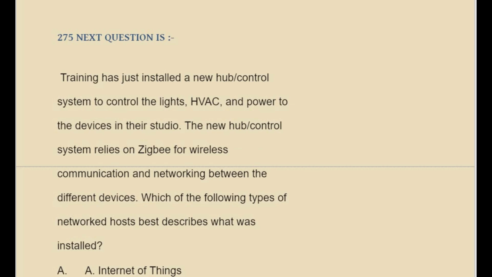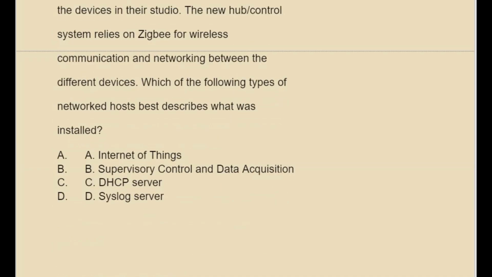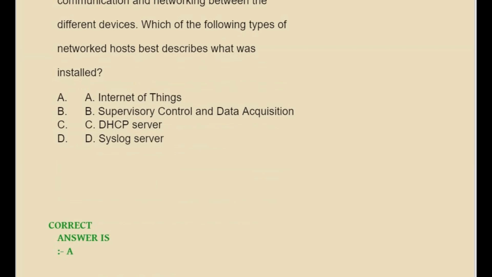Question is, training has just installed a new hub or control system to control the lights, HVAC and power to the devices in their studio. The new hub or control system relies on Zigbee for wireless communication and networking between the different devices. Which of the following types of networked host best describes what was installed? Option A. Internet of Things. Option B. Supervisory control and data acquisition. Option C. DHCP server. Option D. syslog server. Correct answer is option A.